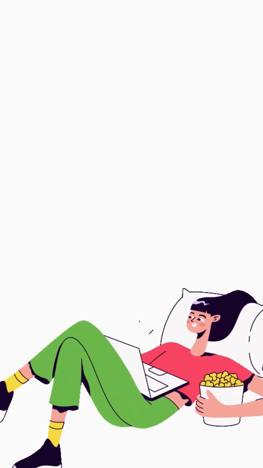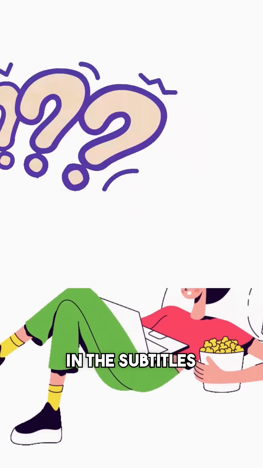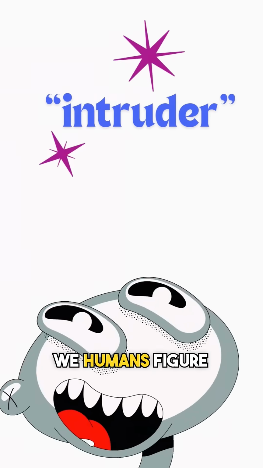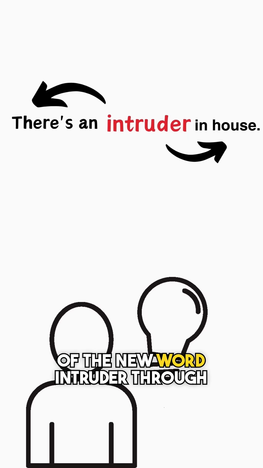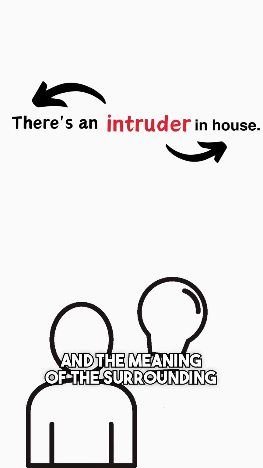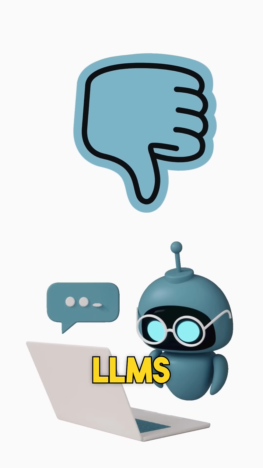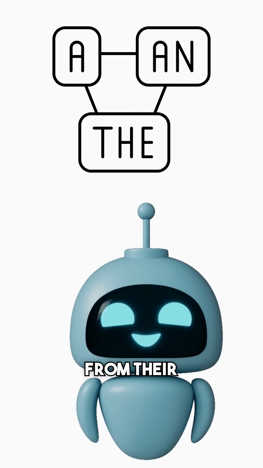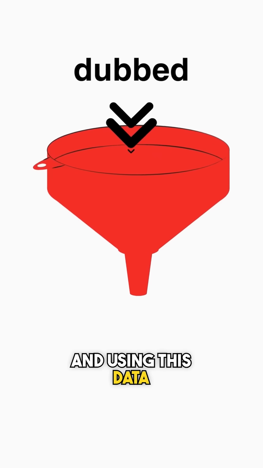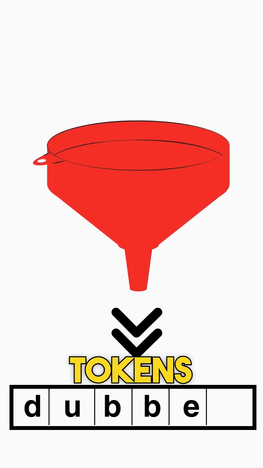Imagine you're watching a movie and suddenly you see a new word in the subtitles which you don't know the meaning of. We humans figure out the meaning of the new word, an intruder, through the context and the meaning of the surrounding words. However, LLMs don't understand words like we do. They rely on statistical patterns from their training data. And using this data, the sentence will be converted to a bunch of tokens.